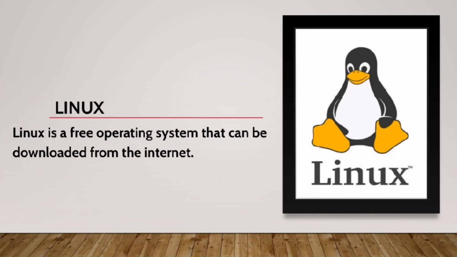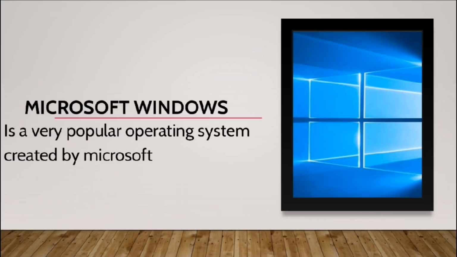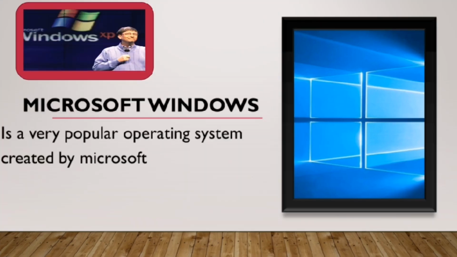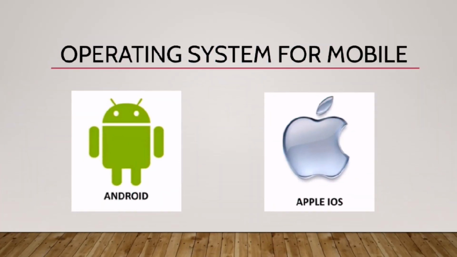Linux is a free operating system that can be downloaded from the internet. It was developed by Linus Torvalds. While Microsoft Windows is a very popular operating system created by Microsoft and was created by Bill Gates. There are different versions of Windows.